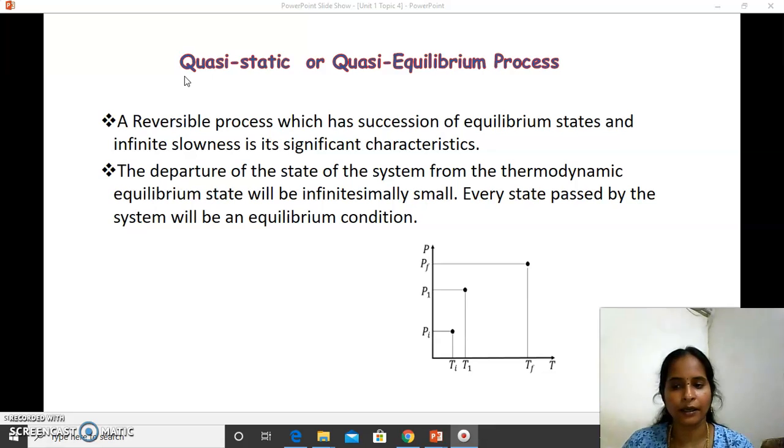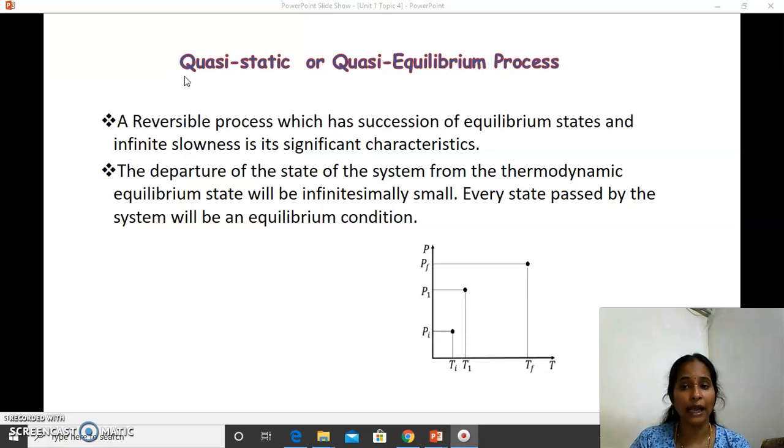Then now we are entering into a very important, vital part of thermodynamics: the quasi-static or quasi-equilibrium process. This is one of the reversible processes, which has a succession of equilibrium states, and infinite slowness is its significant characteristic. A reversible process means a very slow process. Each and every state crossed by that process is an equilibrium state.